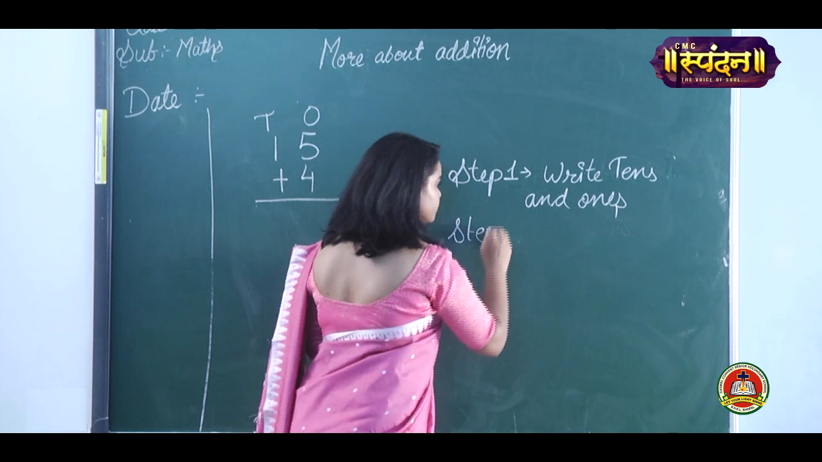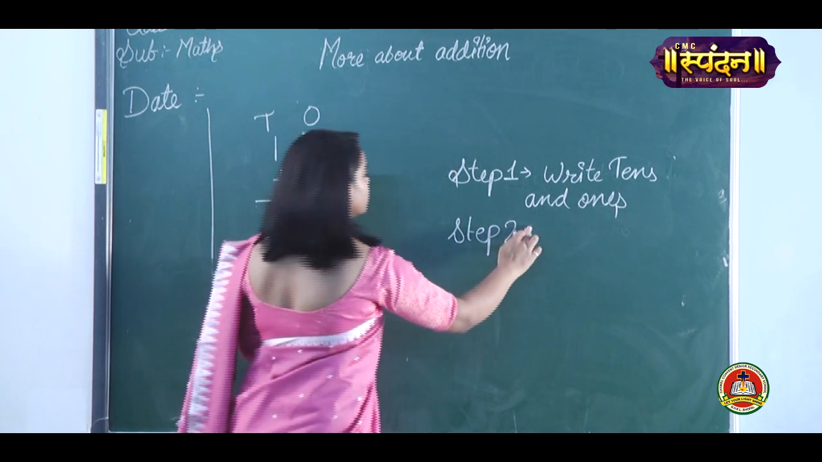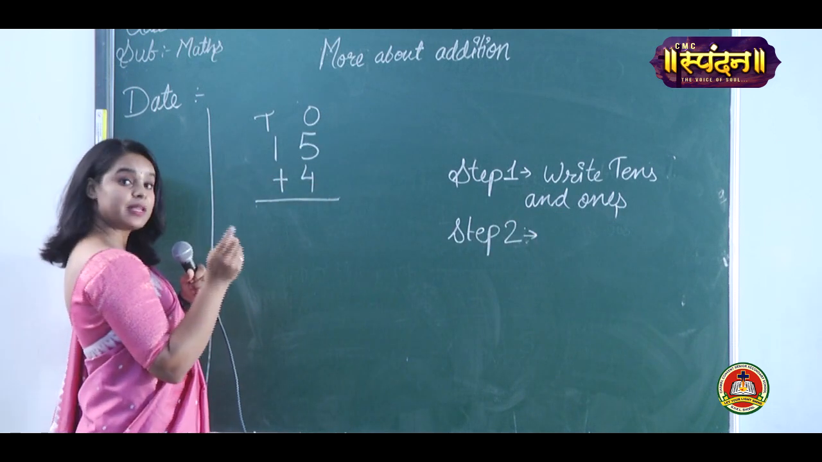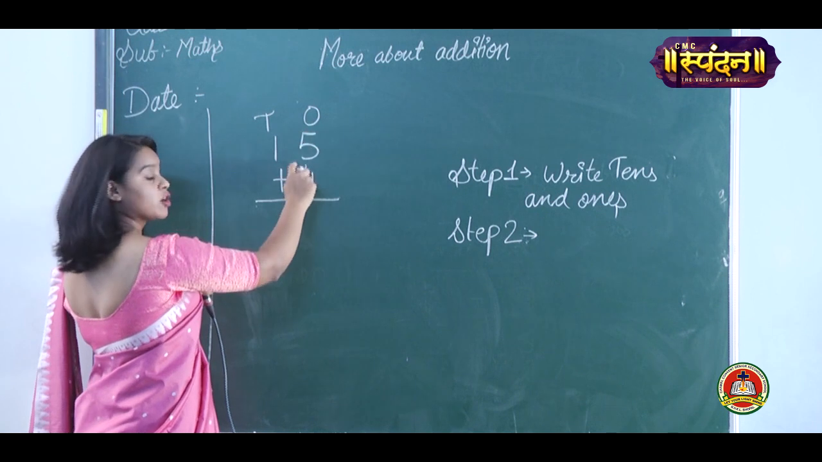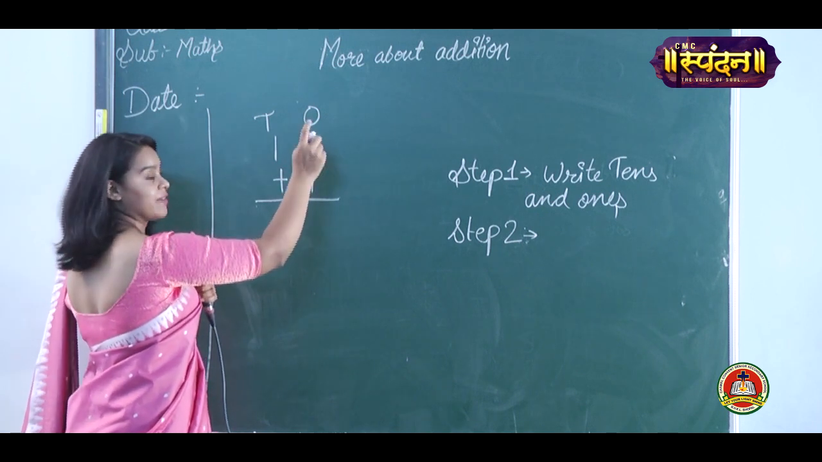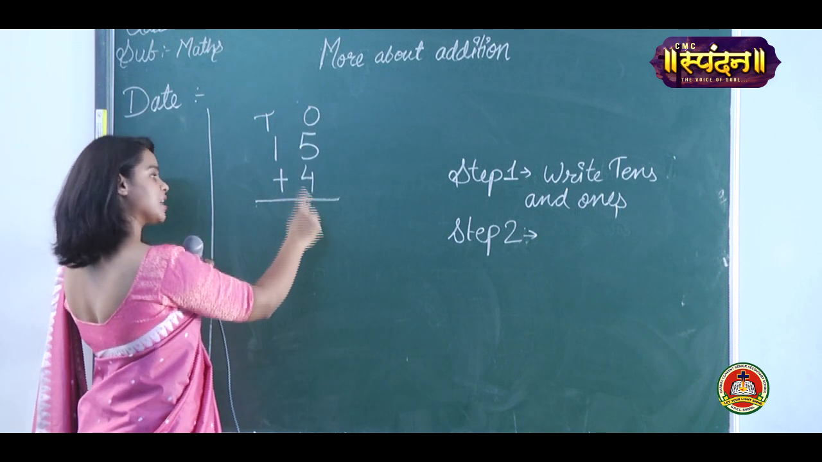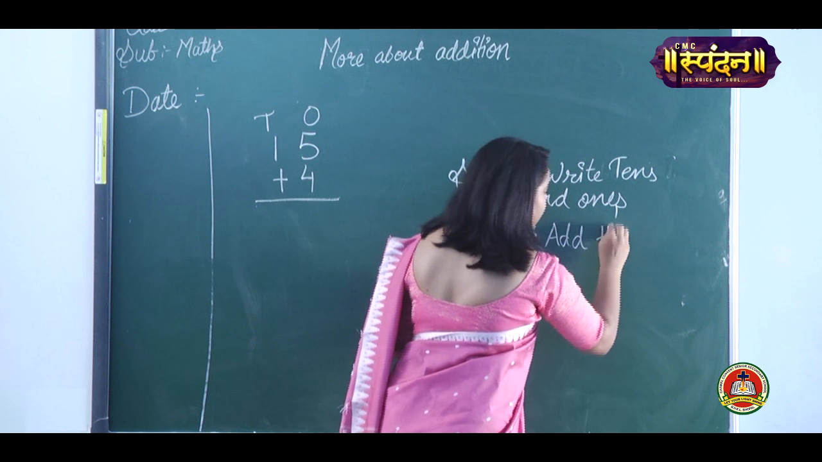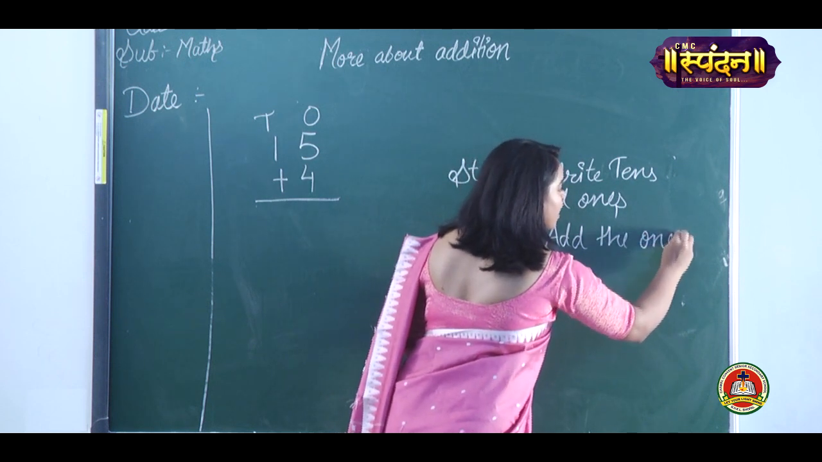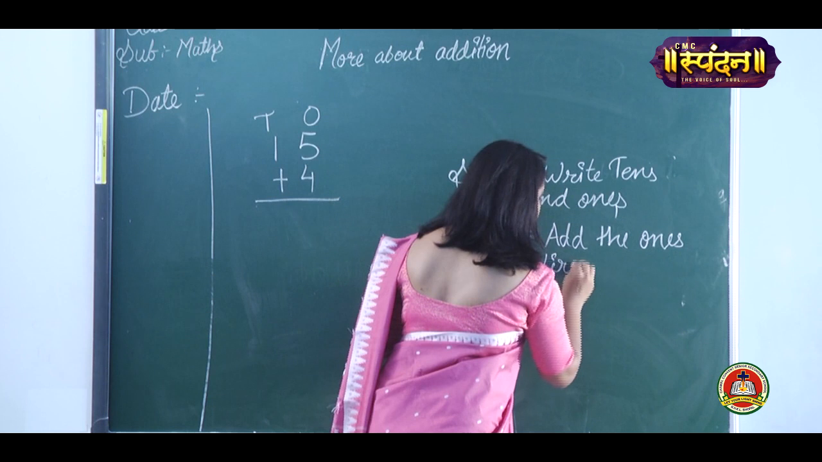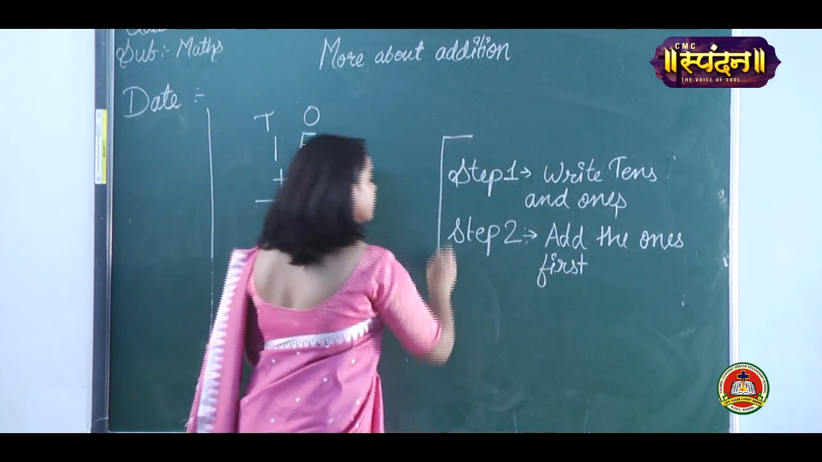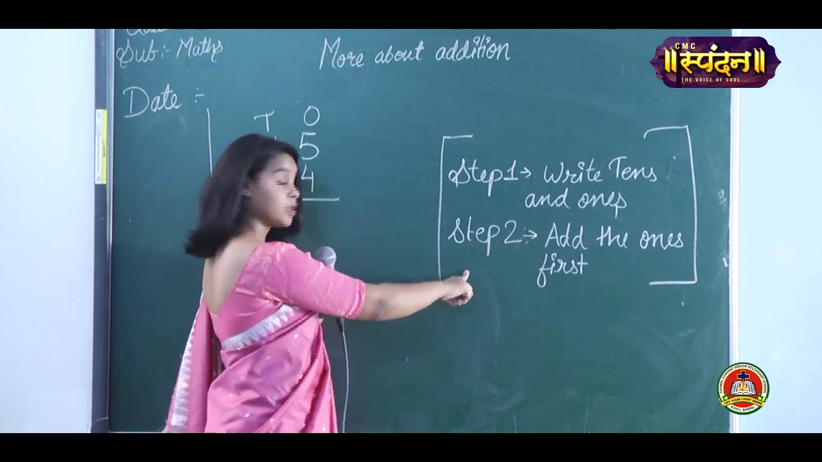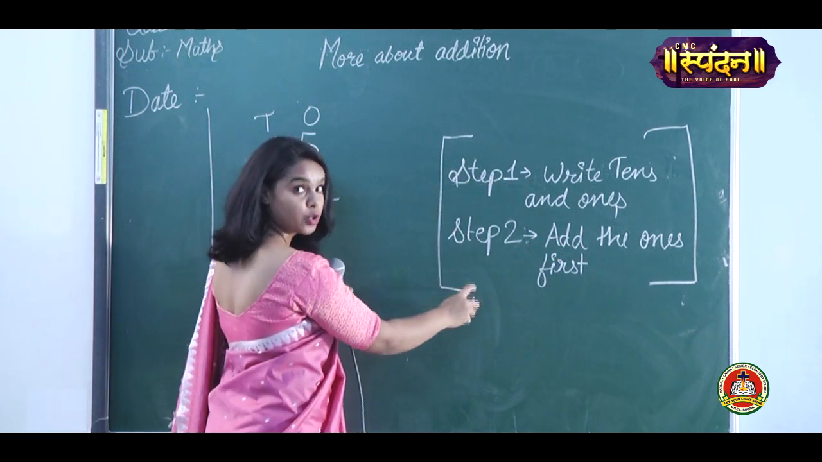Step 2. What we will do next? We will add the ones. What is there on the ones position? It's 5 and we have to add 5 plus 4. So add the ones first. These steps are only for your help. You don't have to write these steps on your notebook.